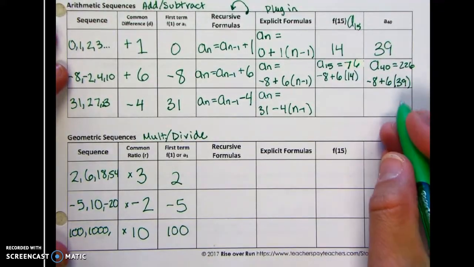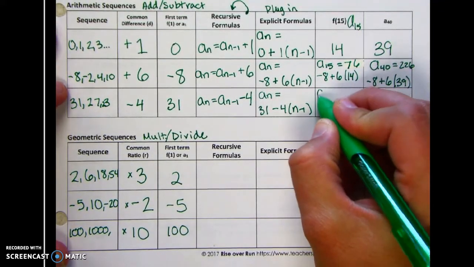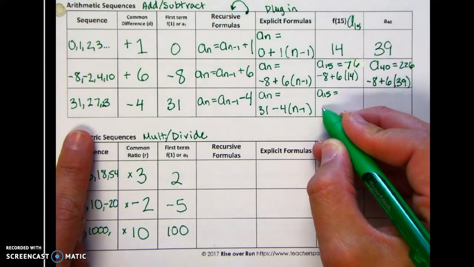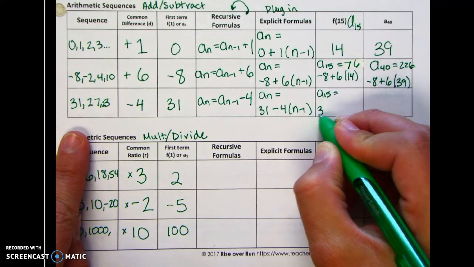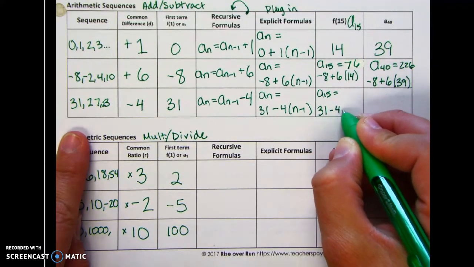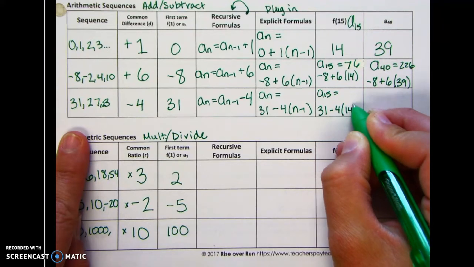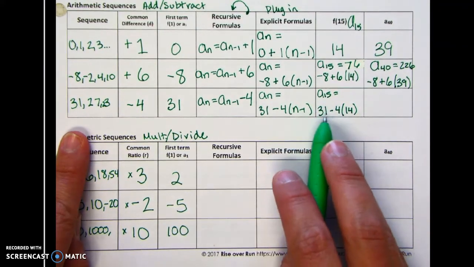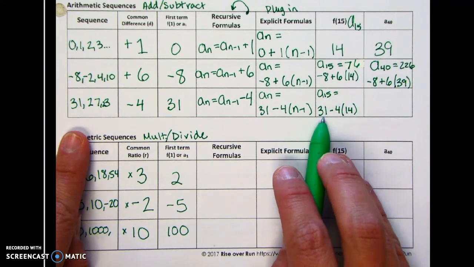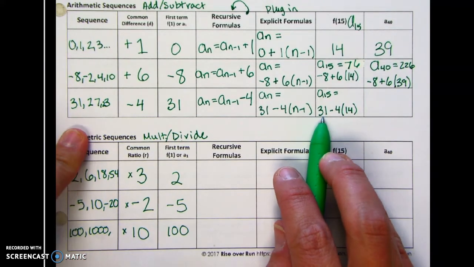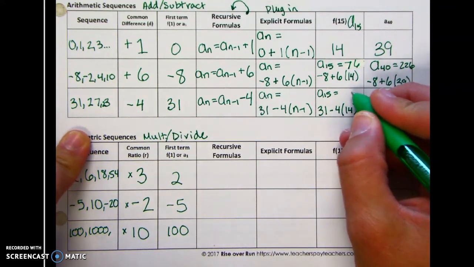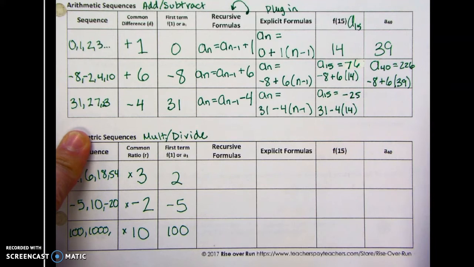All right, ready? Let's do this a little faster. 15th term. You take the first term. What's the first term? 31. And we want to subtract 4 14 times, 1 less than that number, because that would get you to the 15th term, because 31 is the first term. And that answer is -25. That's what I wrote before.